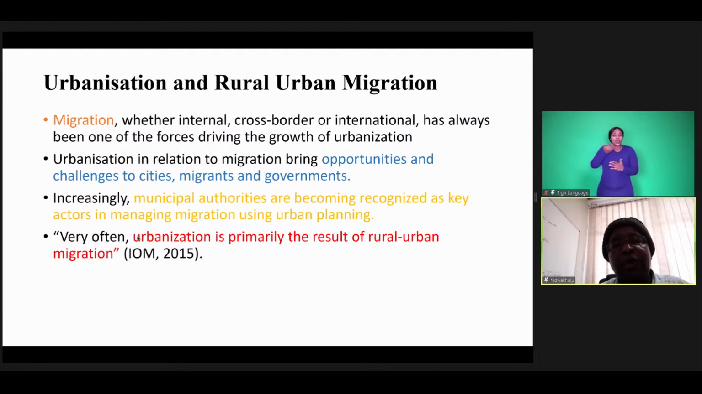But also to make sure that we empower the municipality, because the municipality becomes the key actor in terms of managing migration through its planning. Hence, we again reiterate that migration and urbanization have a way of increasing the rural-urban migration.